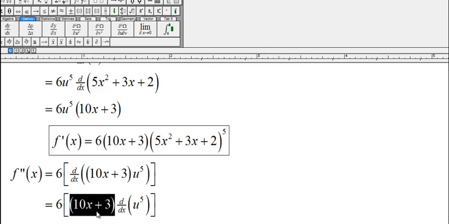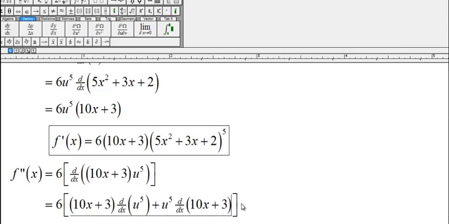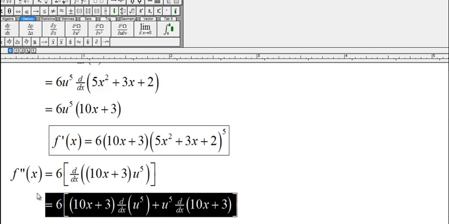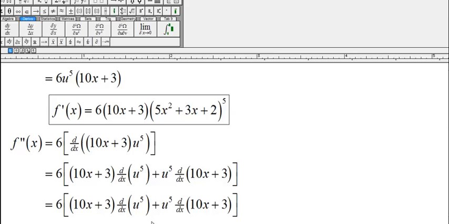So it's the first times the derivative of the second plus the second, which I'm going to just leave as u to the fifth for the moment, times the derivative of the first. Okay, now let's do this last part. It's the easiest. The derivative of 10x plus 3 is just 10, and we've done this derivative, so that goes away.